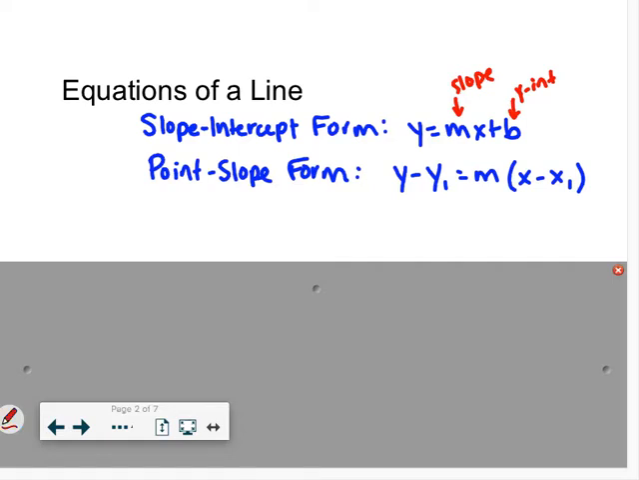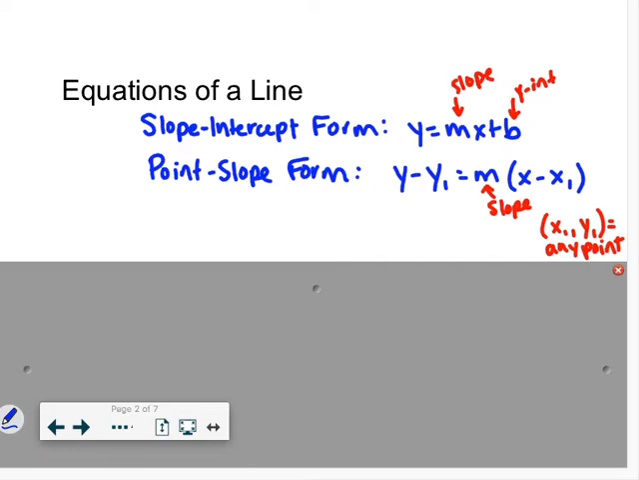The nice thing about this is m is always our slope. And then x sub 1 and y sub 1 is any point on your line. So again, you could even use point slope form if you knew the y-intercept. It's just that you'd have to do a little bit of simplifying and you get the same answer as y equals mx plus b. But you could write an equation in point slope form for any point on the line. It doesn't have to be the point that's on the y-axis.